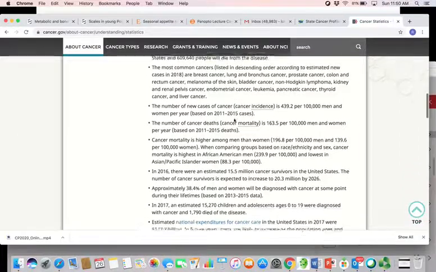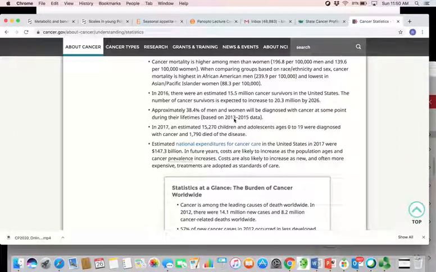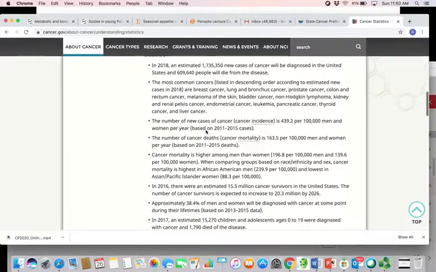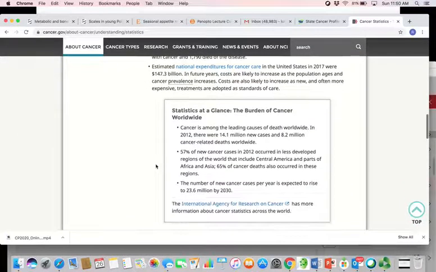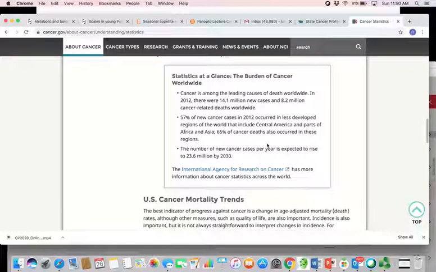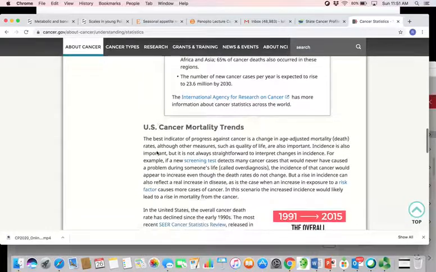Okay, just a couple things here. Kids are getting cancer. There are 15,000 cases out of those 1.7 million, so relatively rare. It costs a lot of money to treat cancer in the U.S. Worldwide, it's among the leading causes of death. If you are in a less developed part of the world, you're more likely to develop cancer and to have a worse outcome than if you are in a more developed part of the world.